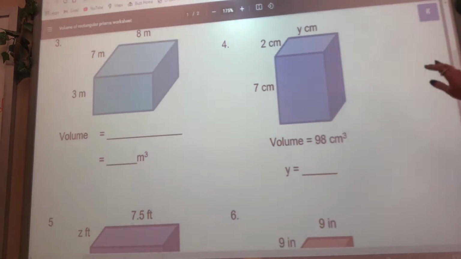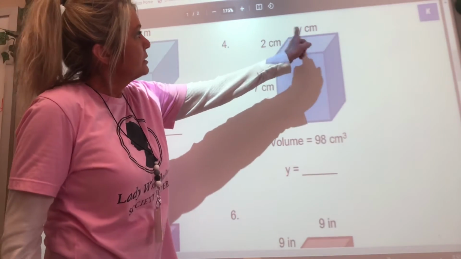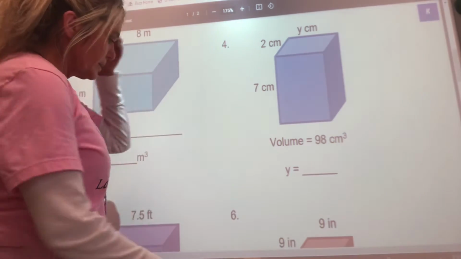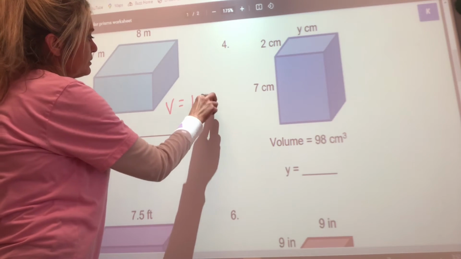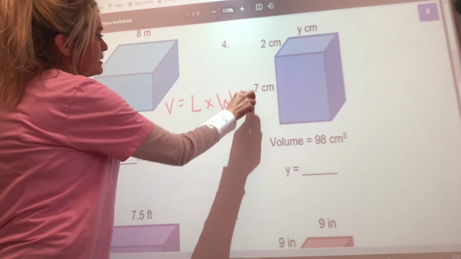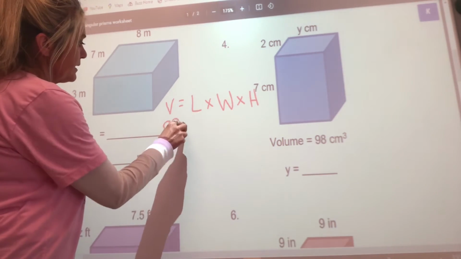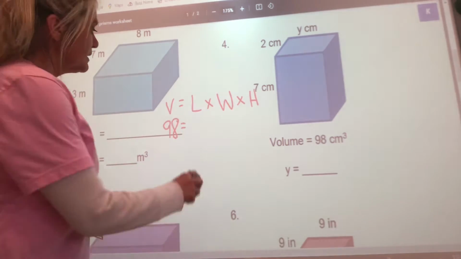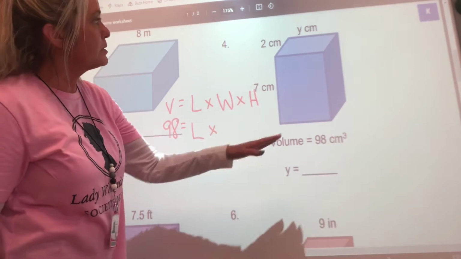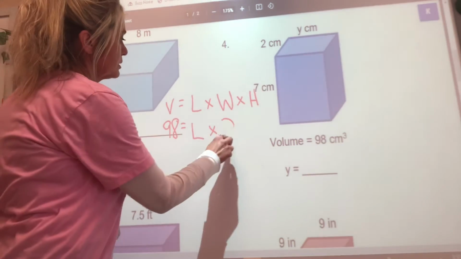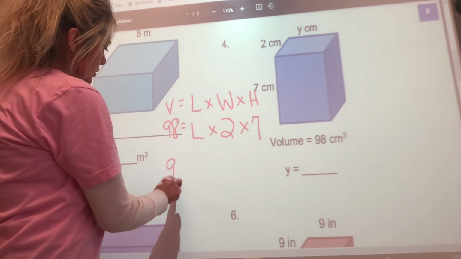Okay, the next one, this is one where they've left out a part again. They're asking us, what's the length of it? What is y centimeters? Well, we don't know, but we do know some stuff. We know that volume is equal to length times width times height. They gave me the volume. They told me that was 98. I don't know the length. That's still what I'm looking for. I do know the width, how deep it goes into the page. That's 2. And I know that the height is 7.